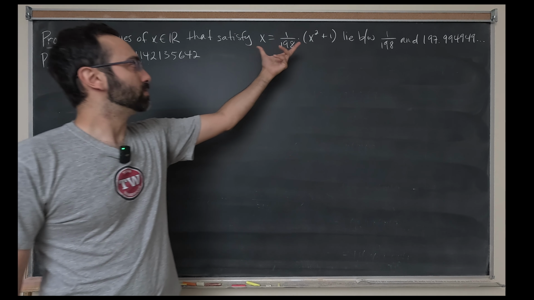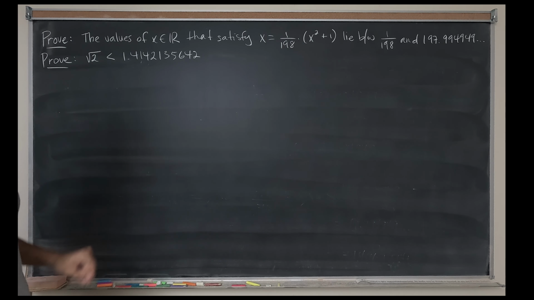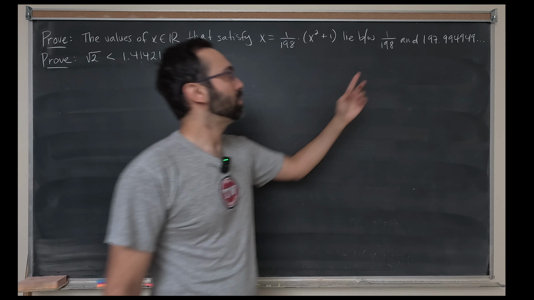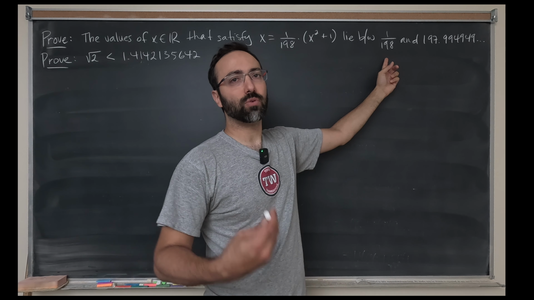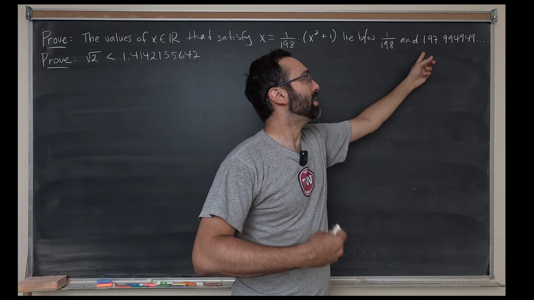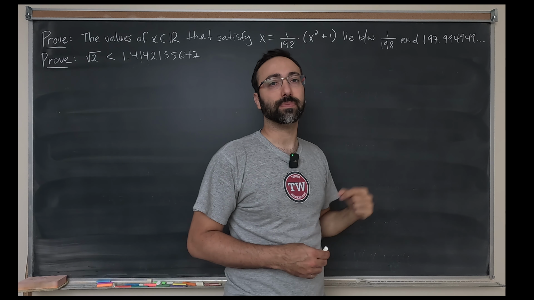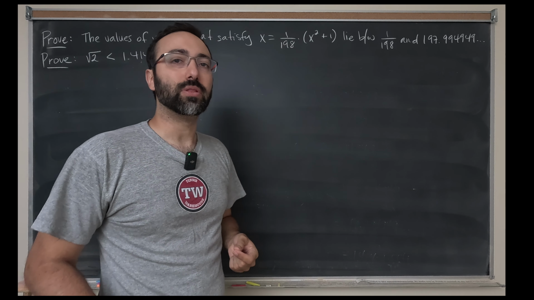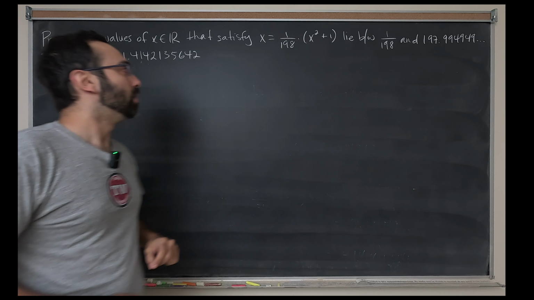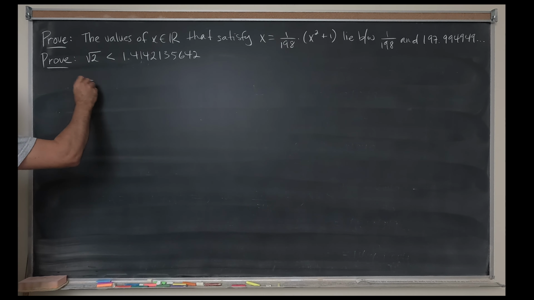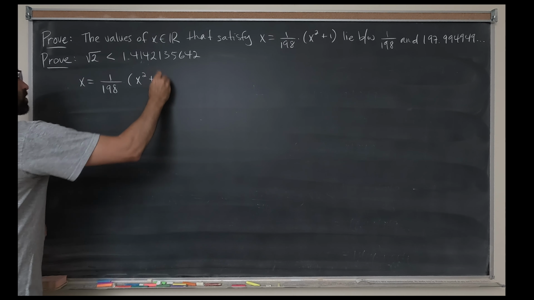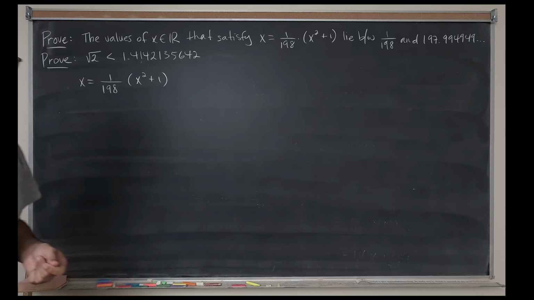We have an equation right here, and we want to show that all the real values of x that satisfy that equation lie between these two values, between 1 over 198 and 197.99494949, etc. So where can we start with this? Well, this looks like a quadratic equation, right? Let's just unwind it a little bit. We'll unravel it into a more familiar form.